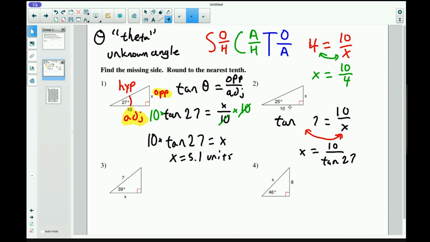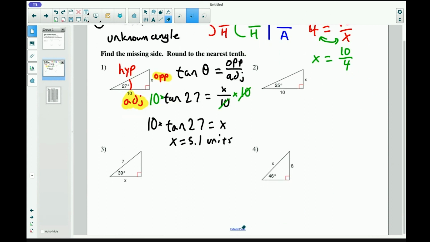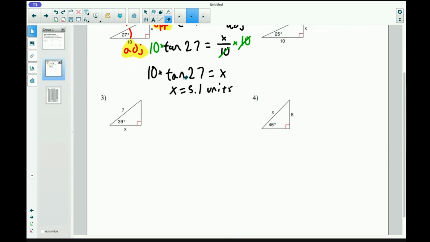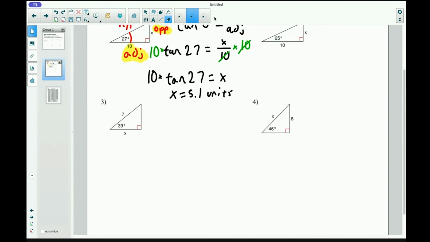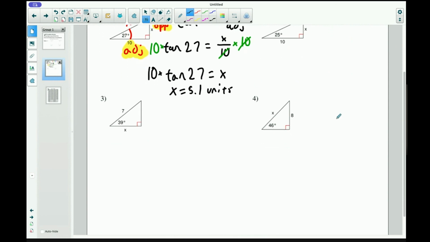What I'm going to do is an example where x is going to be on the bottom. So we can look at the example, let's go with number 4 down at the bottom. So let's come down to question number 4. And what we'll be able to see is that x will end up being on the bottom.